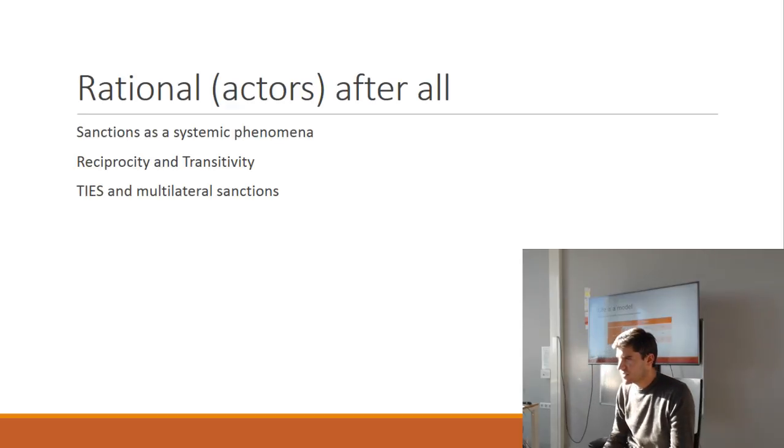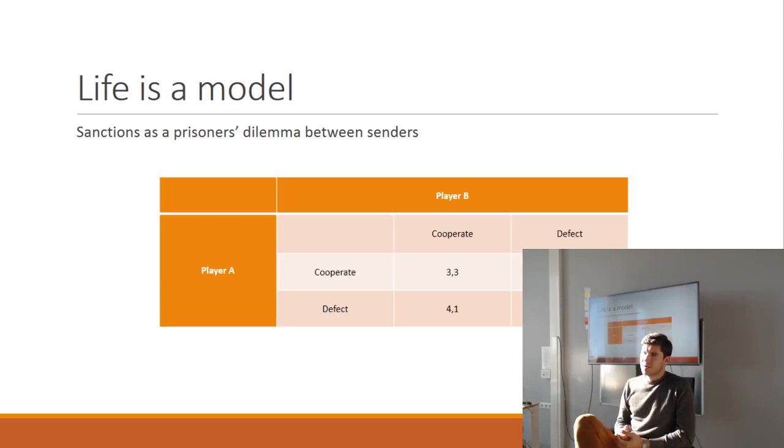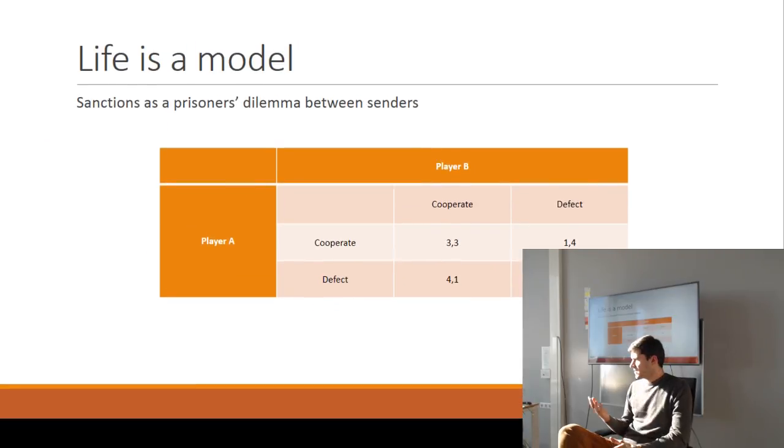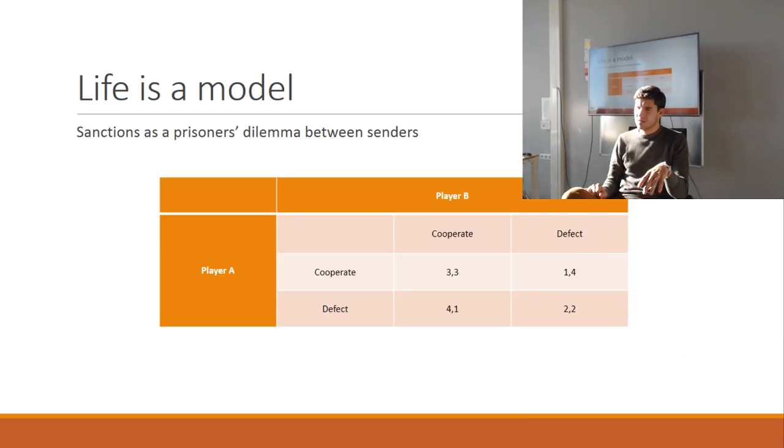But I thought of taking those things together to some degree of abstraction, and thinking of sanctions as a form of prisoner's dilemma played between the senders. And maybe first, let's quickly go over the assumptions of this model. There is a foreign policy leader that has the last word, so he decides whether sanctions are introduced or not. So he's a player that can choose A or B, cooperate or defect.